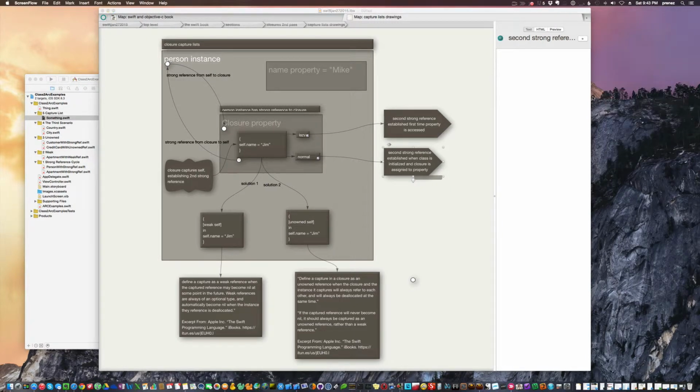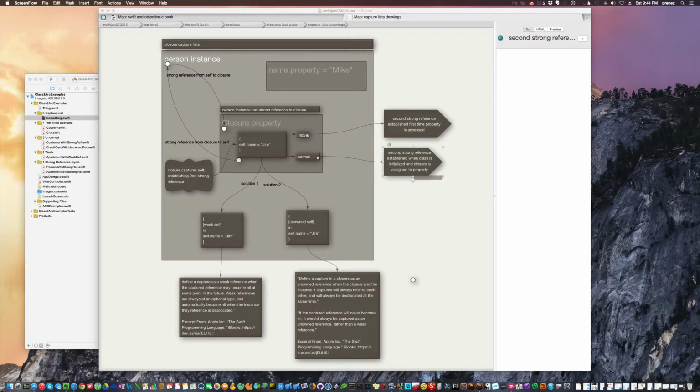You use weak when the reference to the person instance in the code enclosing the closure is nilled out. The closure, because it's a weak reference to the person instance, won't prevent the person instance from being deallocated. Okay? So if you have an unowned reference, it's the same as if it's an unowned property.